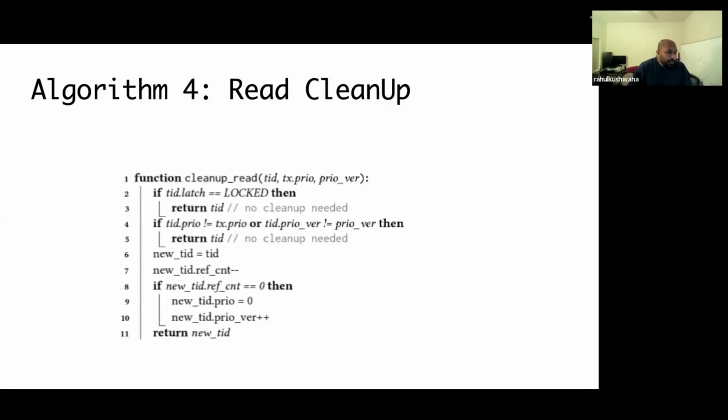And for other cases as well, if the priority version does not match, we need to go and clean up. Otherwise, from line 8 to 10, we just set the reference count to 0 and be done with it. So this is the cleanup part that we have to do after the commit protocol.